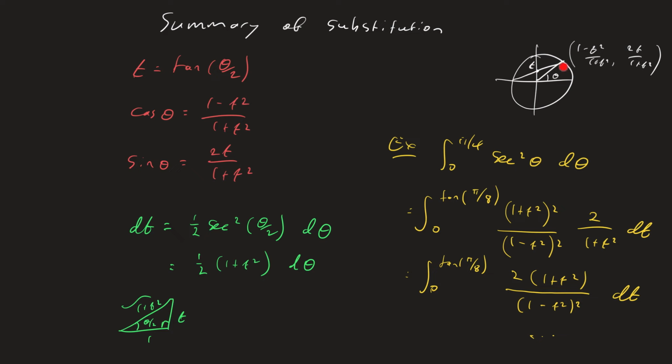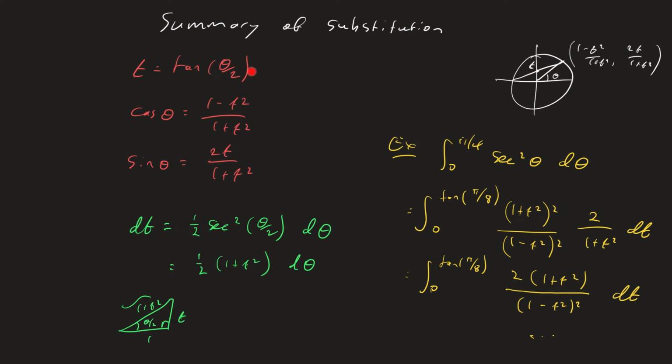We can see from this diagram here, and we already know, that cos theta is the same thing as 1 minus t squared on 1 plus t squared, and sine theta is the same thing as 2t on 1 plus t squared. Of course, we also have tan theta, which is sine theta divided by cos theta, which would be 2t divided by 1 minus t squared. And we're going to use that shortly.